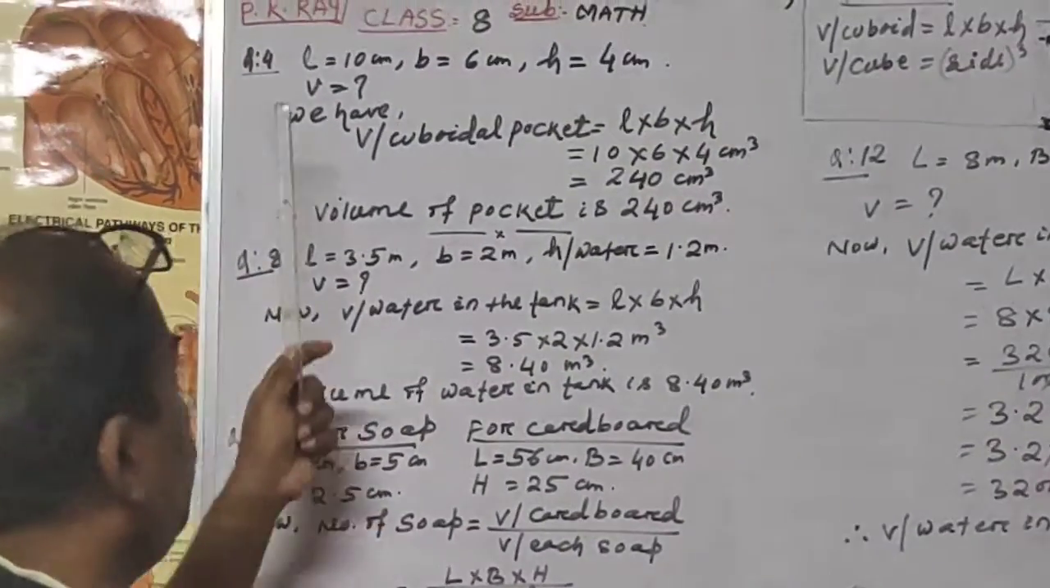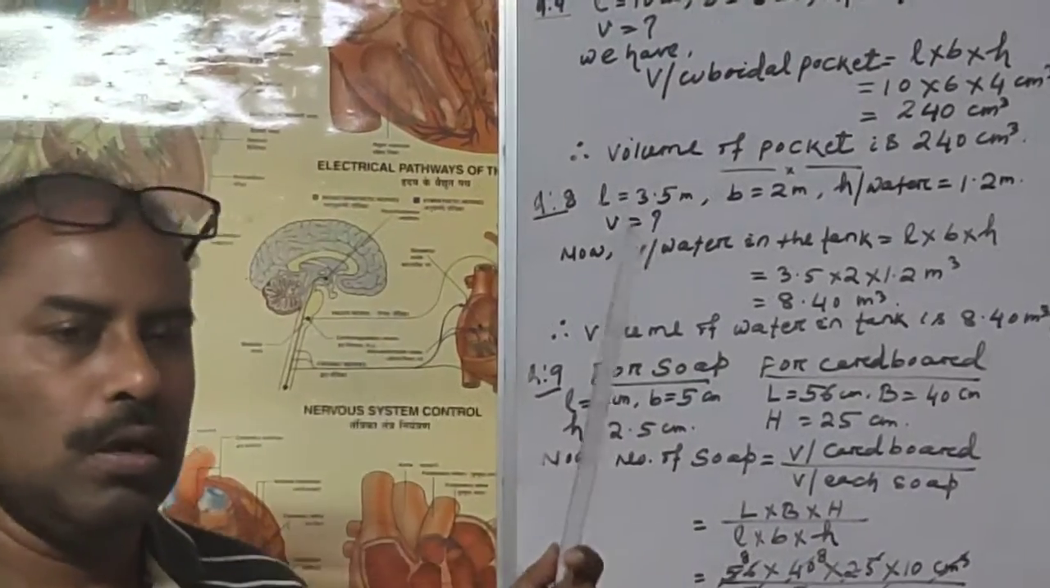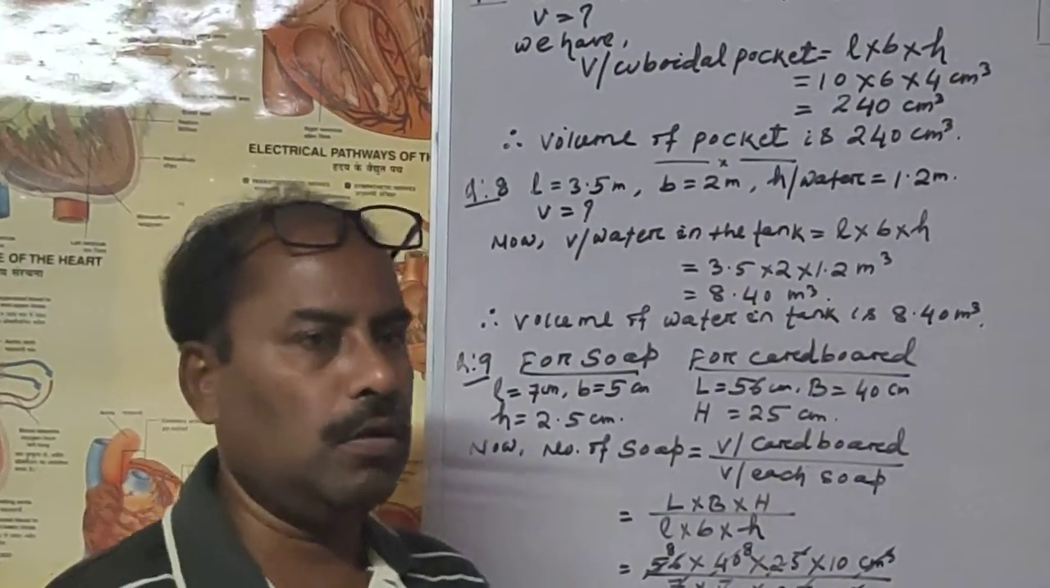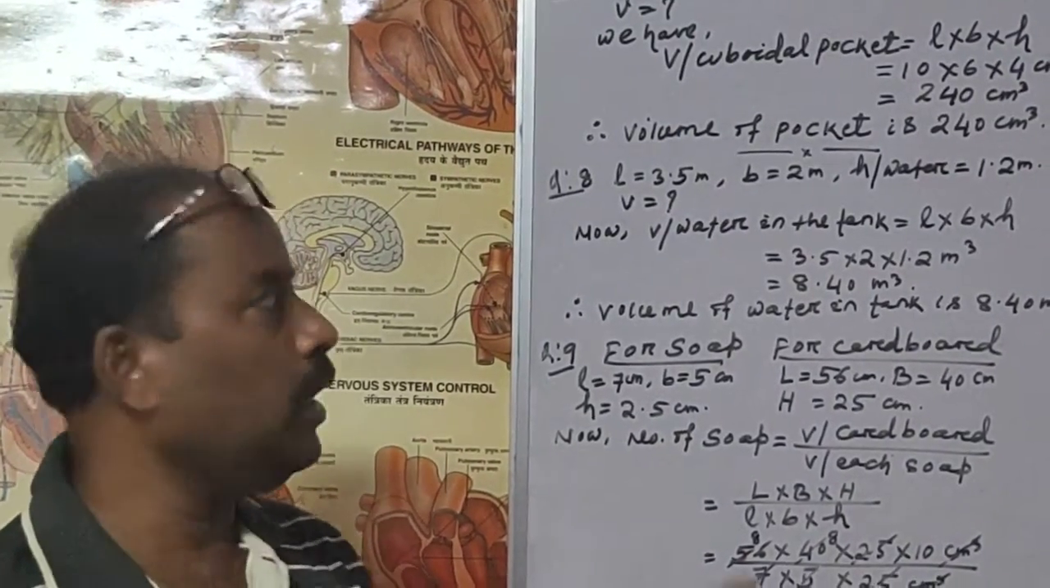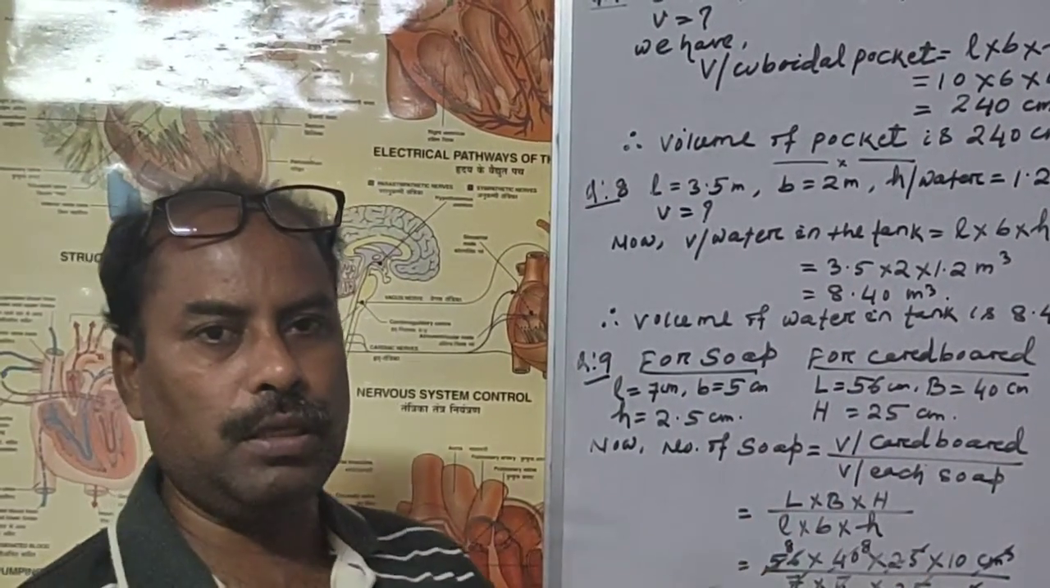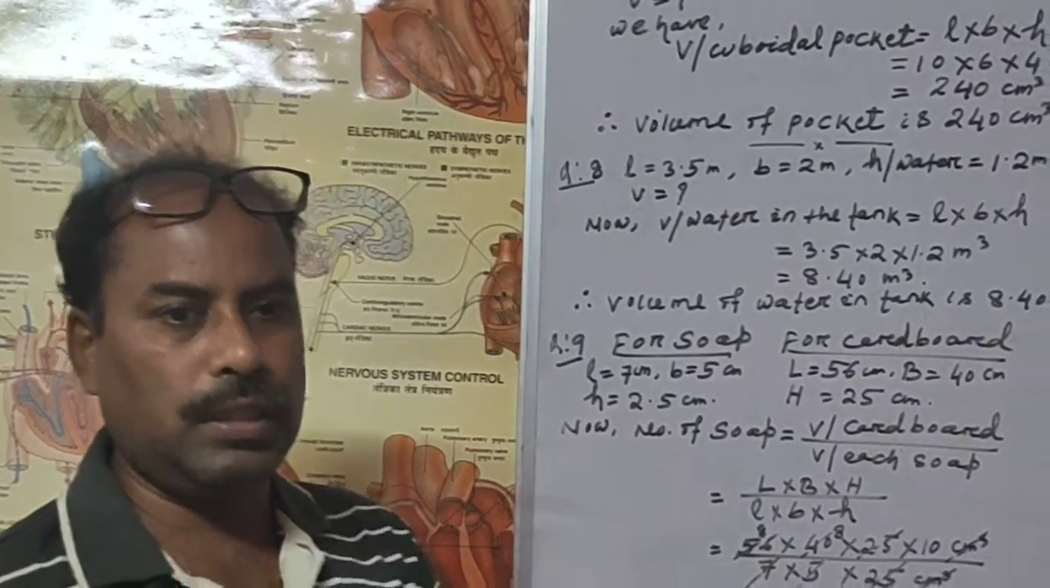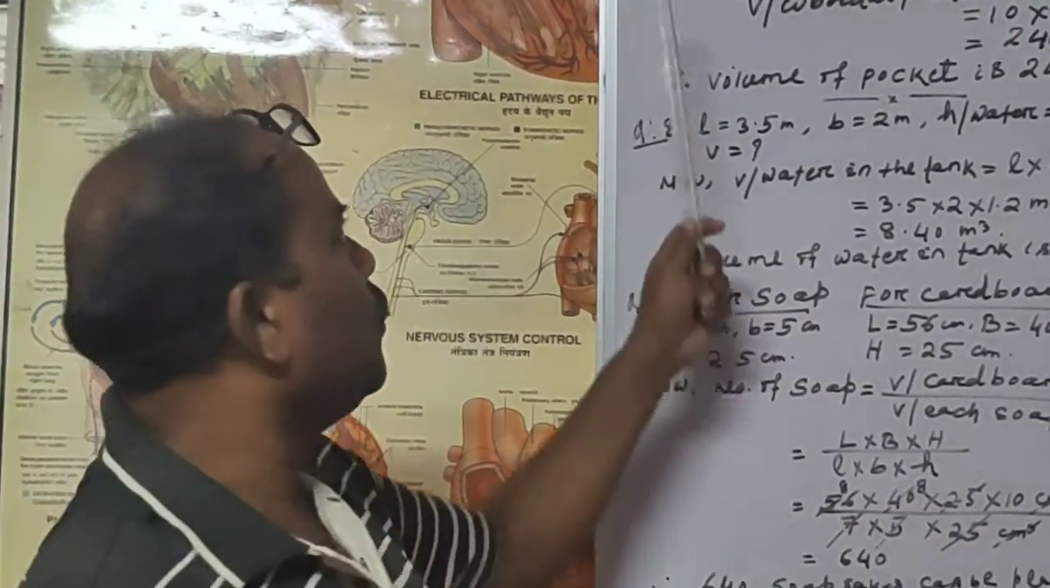Let us come to question number 4. You have to go through the question number 4 in your textbook. Due to shortage of space, we cannot write the question. So when you go through this explanation, you have to take your textbook and see the question from your textbook. Question number 4.